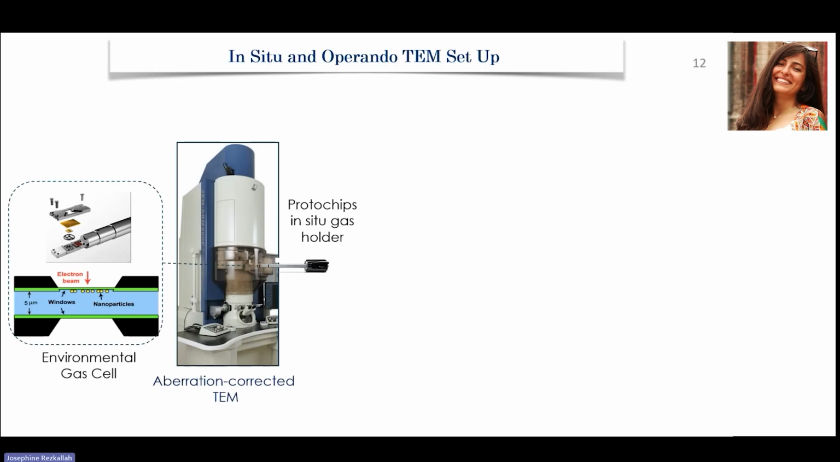The cell is formed by two silicon chips and mounted, as you see here, on a sample holder to form the environmental cell. This environmental cell possesses electron transparent windows on which the catalysts are deposited for TEM analysis. This cell can withstand up to 1 atmosphere of pressure and can be heated up to 1000 degrees.